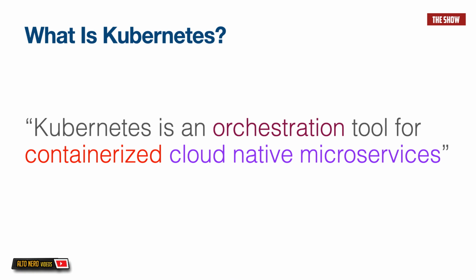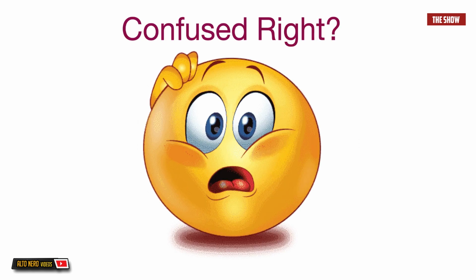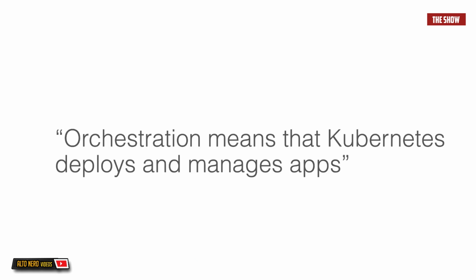When you read documentations and blog posts on the internet, they say that Kubernetes is an orchestration tool for containerized cloud-native microservices. But this is really confusing if you're just getting started. So let's break this down using simple terms. When they say that Kubernetes is an orchestration tool, what this basically means is that when we create an application like a Hello World app, we can use Kubernetes to deploy and manage this app.